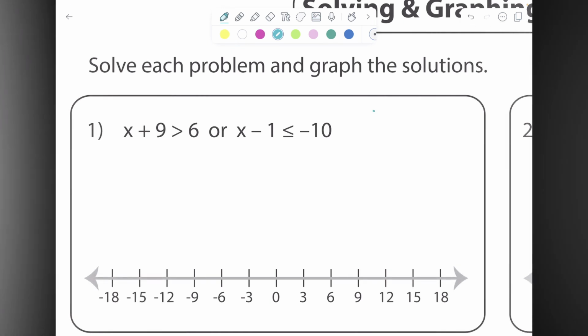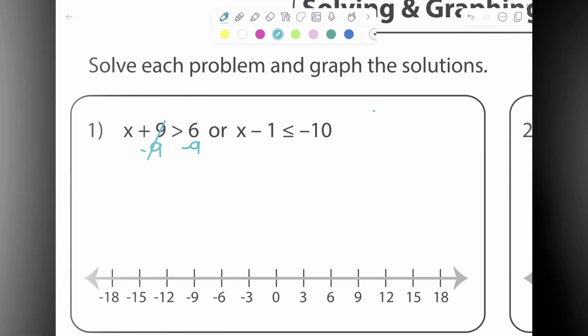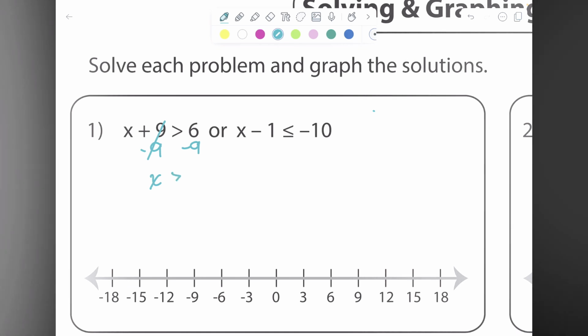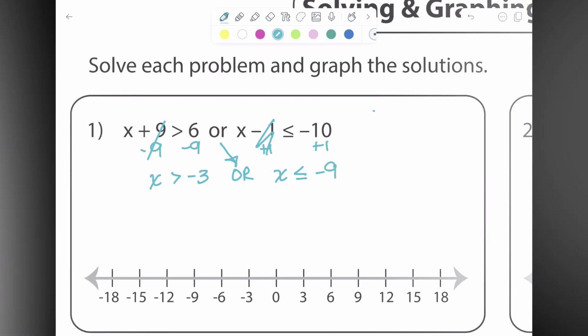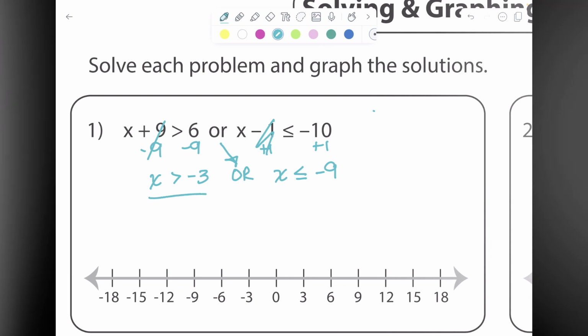In x plus 9 is greater than 6, we're going to subtract 9 because that's the inverse of plus 9. And we are going to get x is greater than negative 3. And we still have that "or" in between the two statements. And then we're going to do the inverse of minus 1, which is plus 1. And then I get x is less than or equal to negative 9.